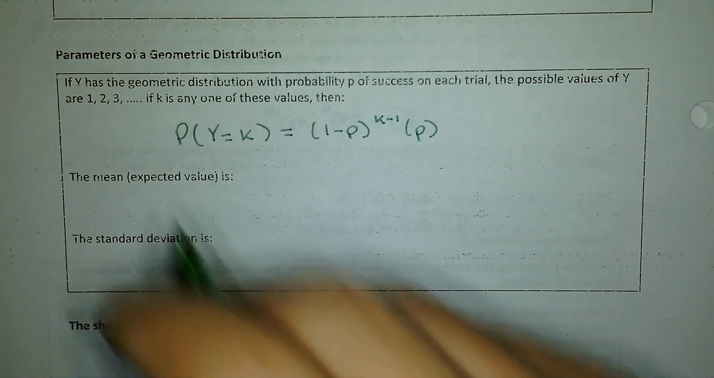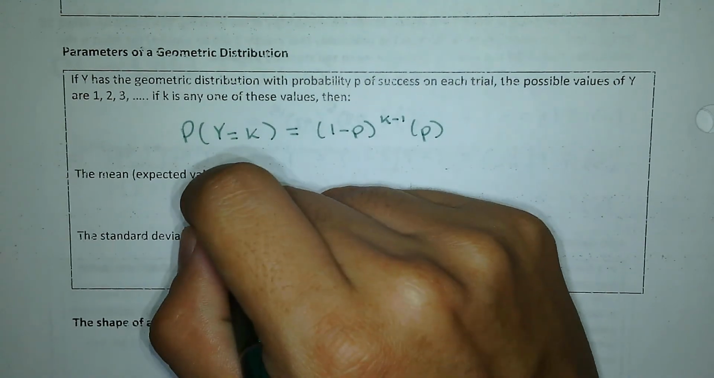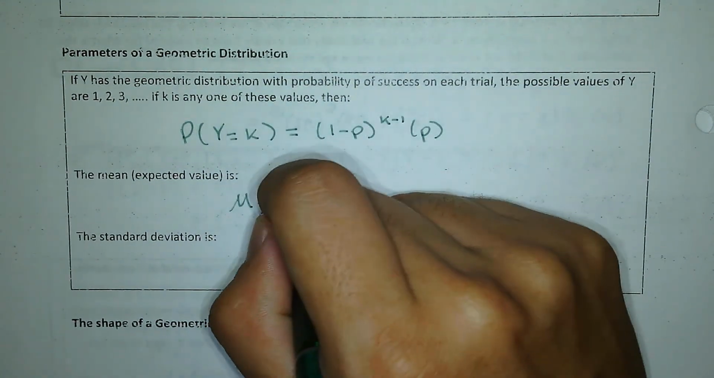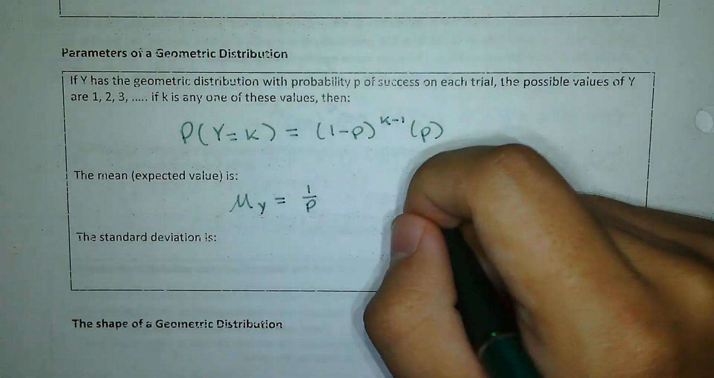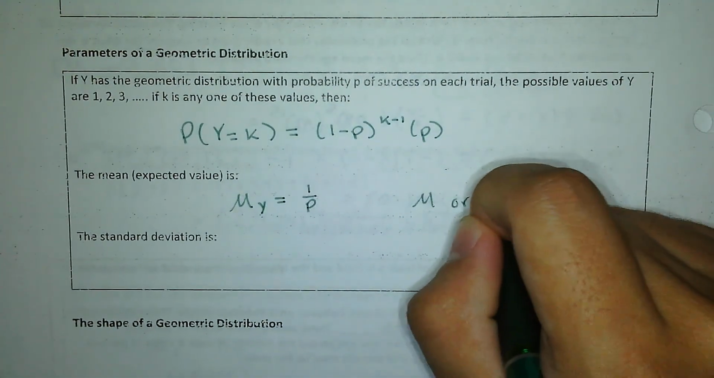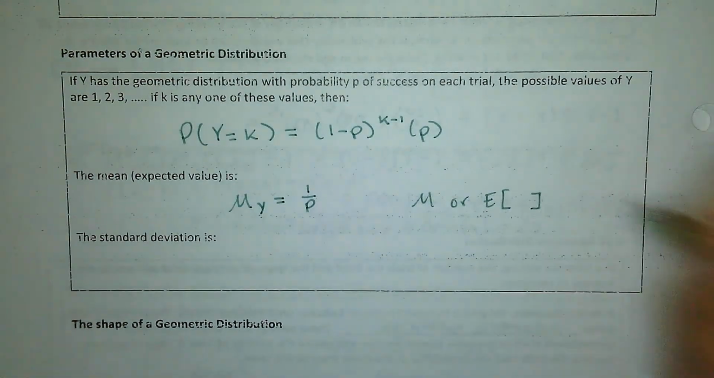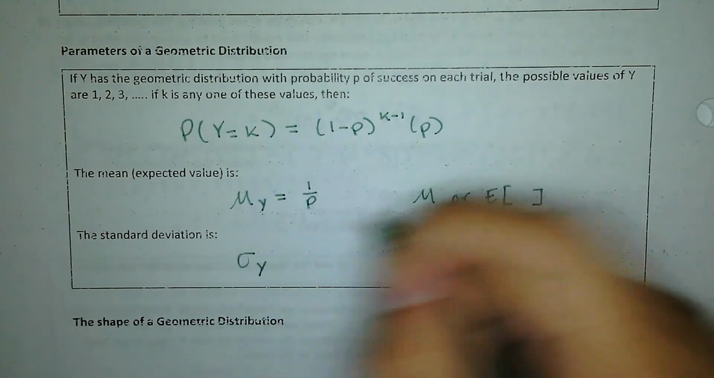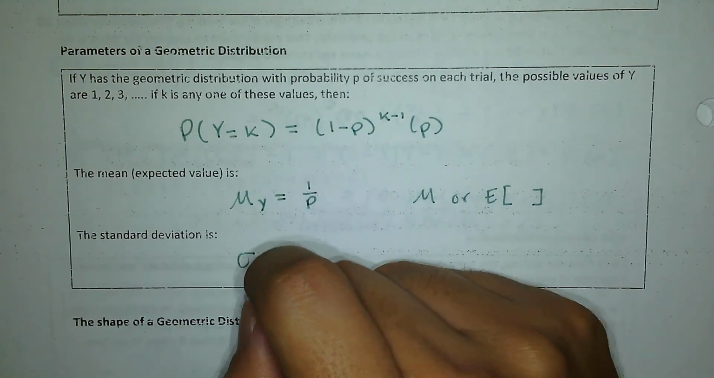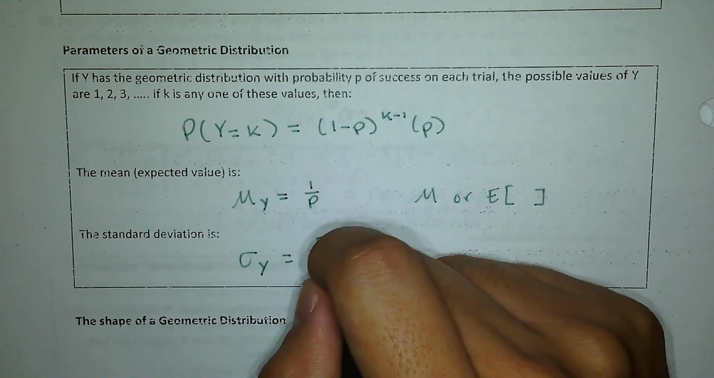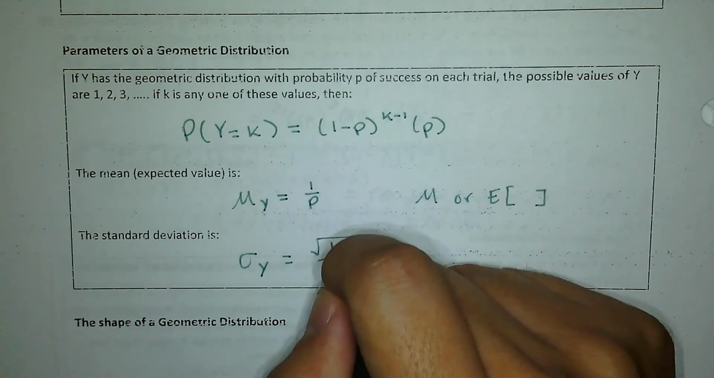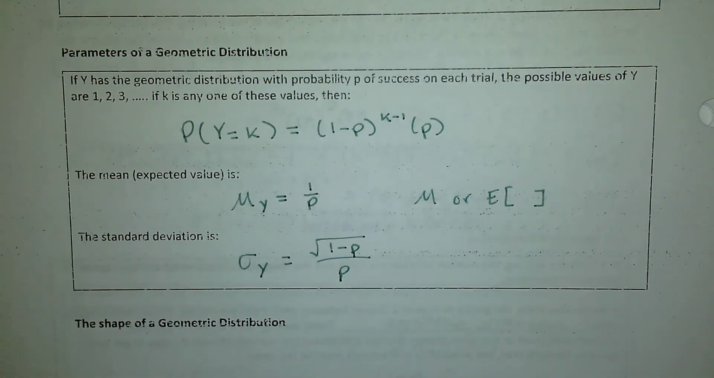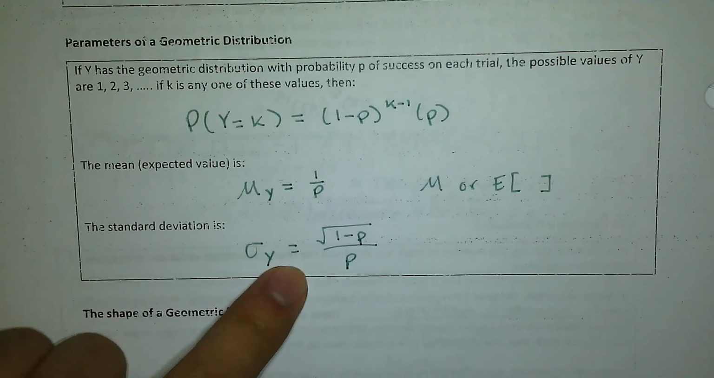Now, the mean, the expected value here, so the mu of y is just going to be 1 over p. And remember, we use either mu or the expectation to indicate the mean. And then our standard deviation, the sigma of y, is going to be the square root of 1 minus p over p. Now, there are some very wonderful calculus proofs that I will spare you all.